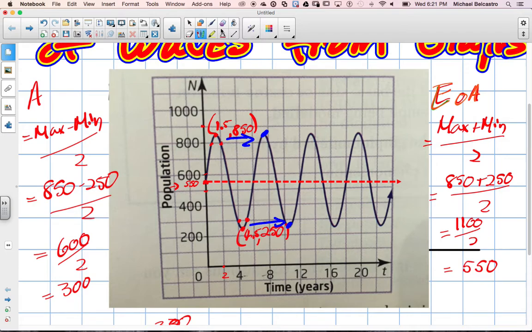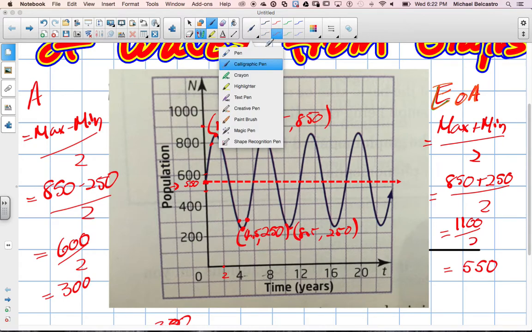Okay, so let's find the next max. The next max doesn't look like it's quite at 6. This would be 6, this would be 7. This looks like it's at 7.5 and 850 again. Then if we did the same with the bottom, this looks like it's at 8.5 and 250 again. So the difference between the max and the min should be the exact same.